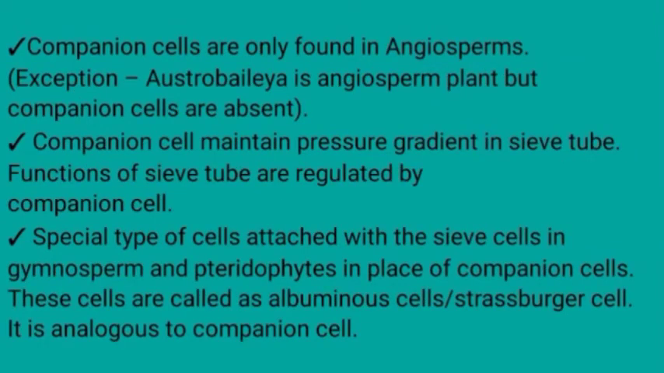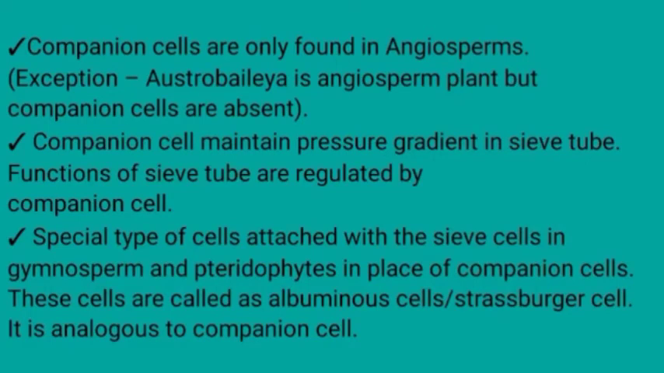Companion cells are only found in angiosperms, with the exception of Austrobaileya, an angiosperm plant in which companion cells are absent. Companion cell maintains pressure gradient in sieve tube elements. Function of sieve tubes is regulated by companion cells only.